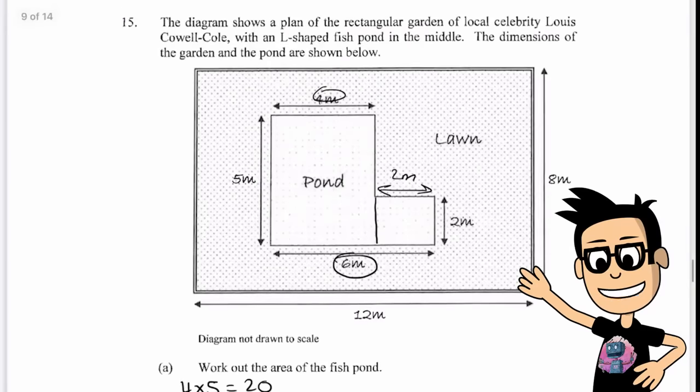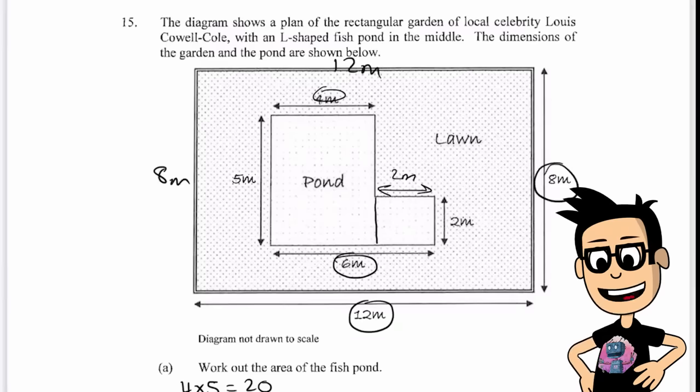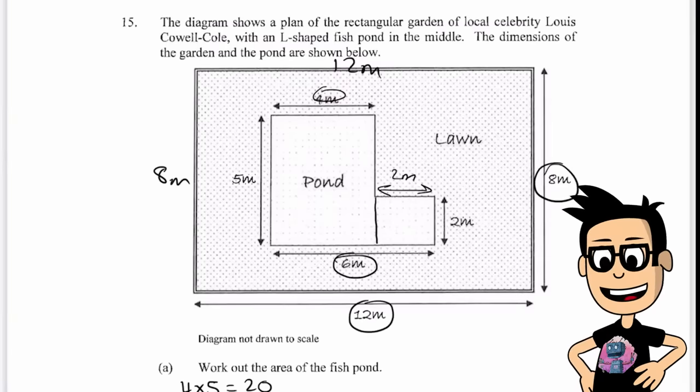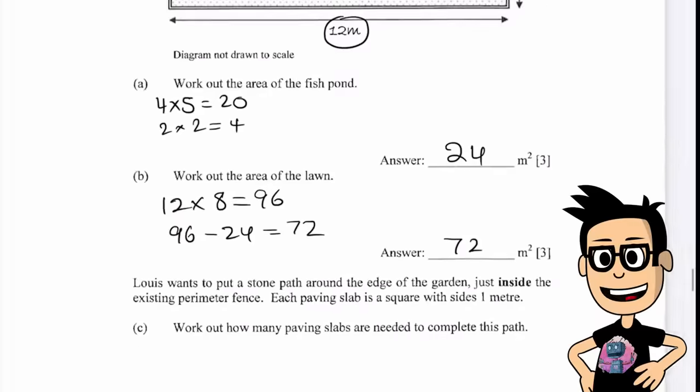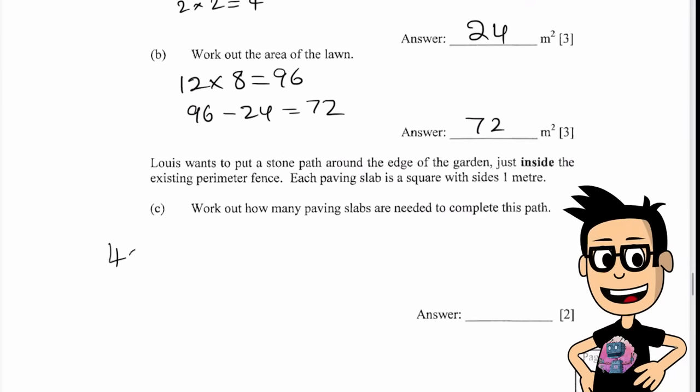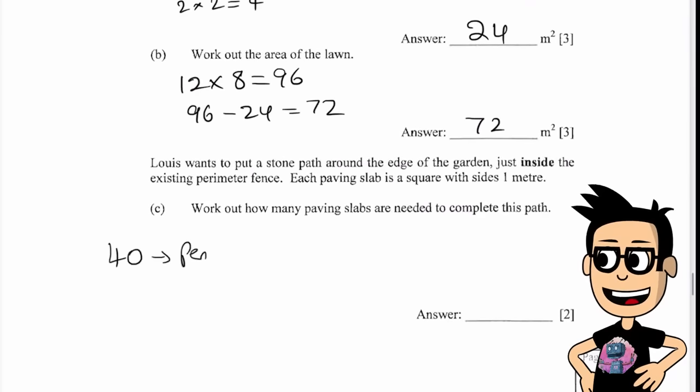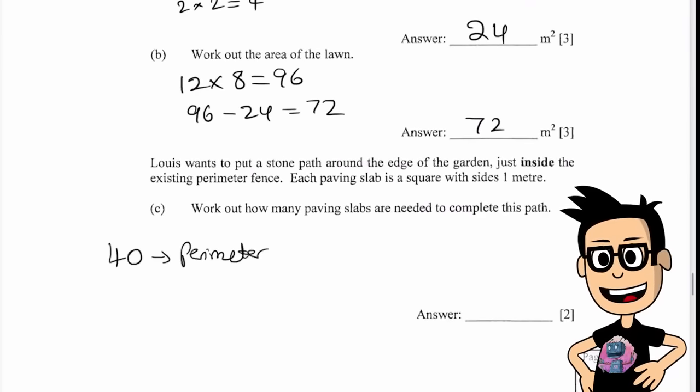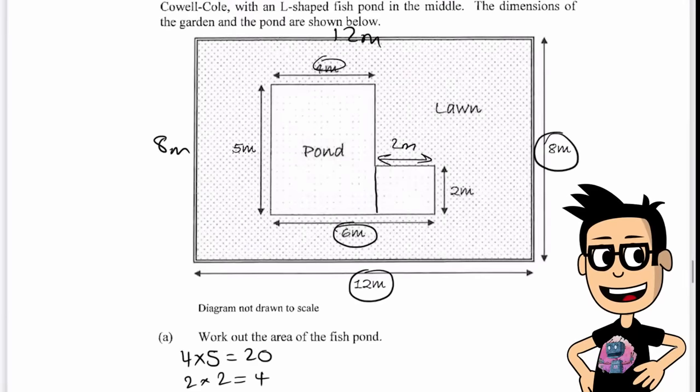Well, the first thing we're going to do is calculate the perimeter, which is 12, 12, 8, and 8. So again, 12 times 2 is 24, and 8 times 2 is 16. If we add that together, that's 40, and that's the perimeter. Now we've gone ahead and done that.